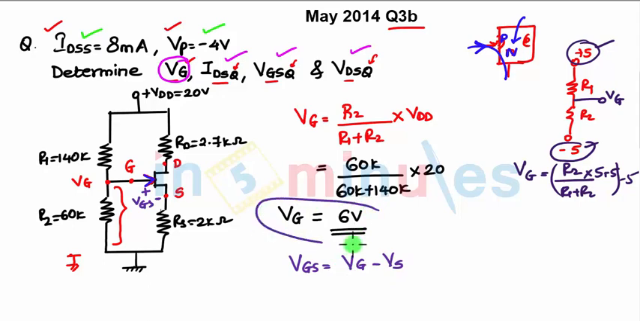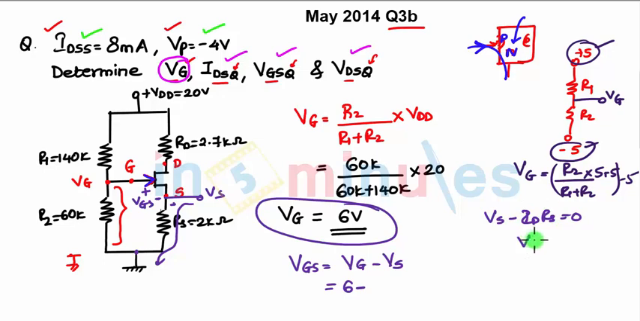You know the value of VG, which you have already found out. So you can write it as 6 minus voltage at the source, that is voltage at this point with respect to ground. So when you apply KVL in this loop, you will write it as VS minus IDRS equals to 0. So what you can say, VS is ID into RS. Value of RS is given in the question. So instead of VGS, I can write 6 minus ID into RS.